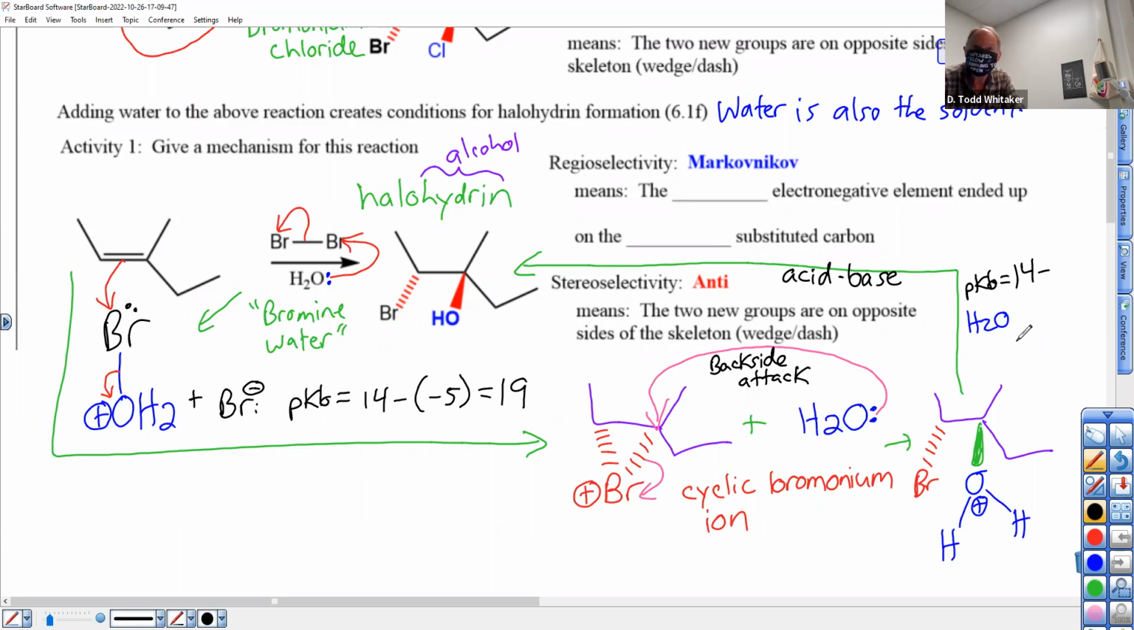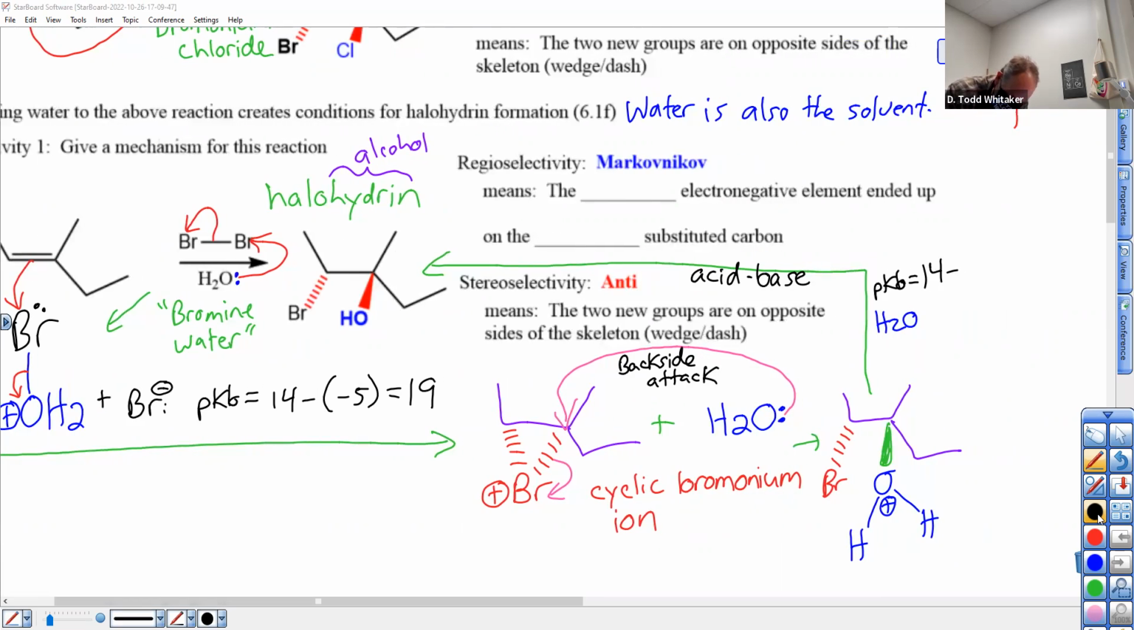They are the second strongest group of acids in this course. -2 or -3. We'll go with -3, just for fun. It's hydronium. 14 minus -3 equals 17.